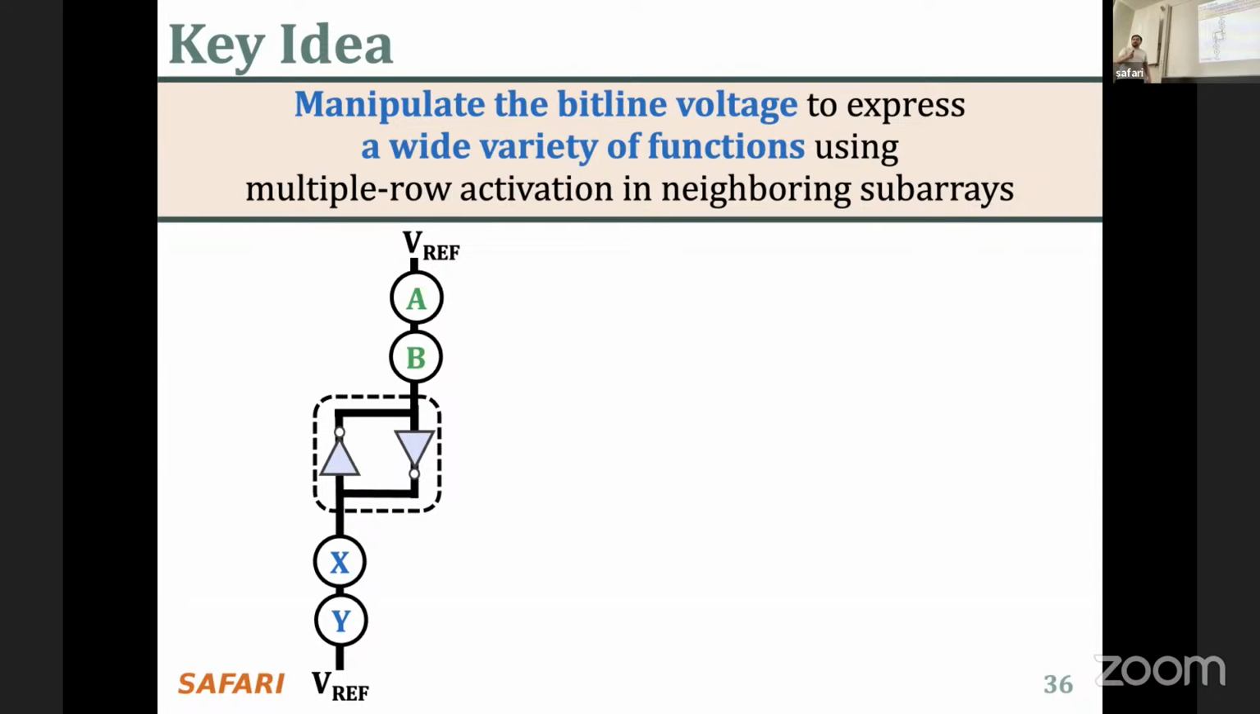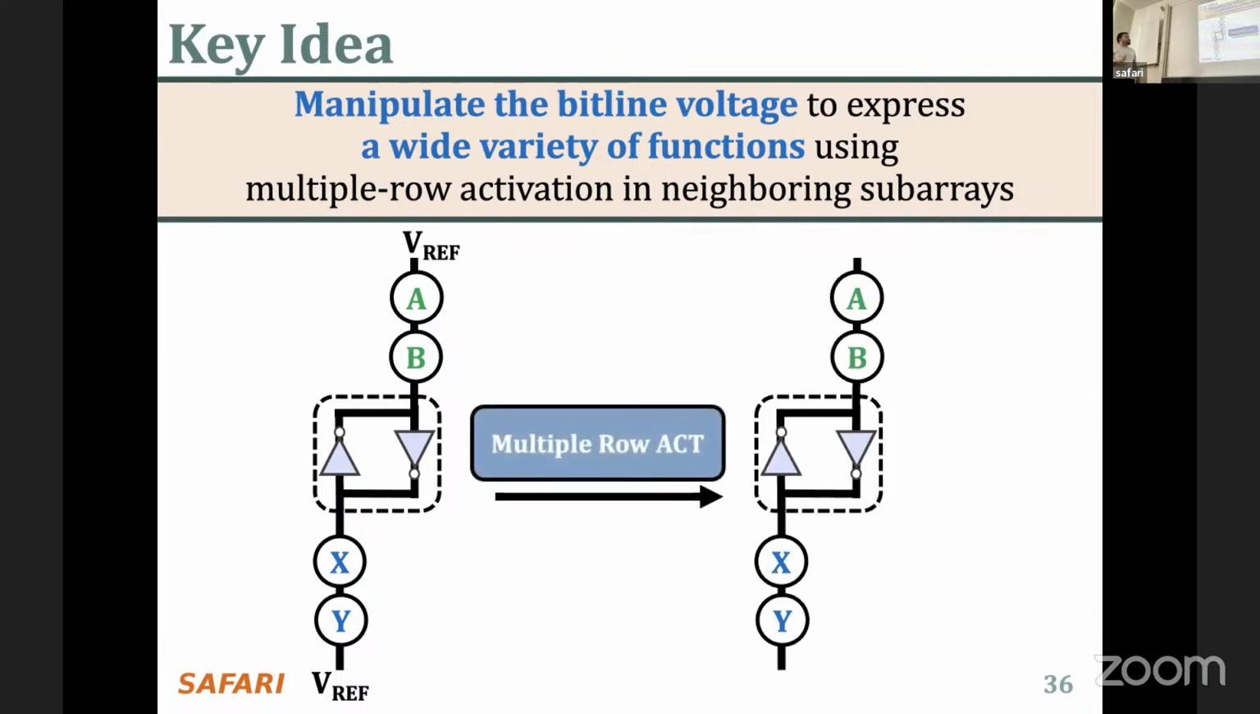Again, we have two neighboring subarrays. Each subarray has two cells. In the upper subarray we have A and B, and in the bottom subarray we have X and Y. And when you perform a pre-charge, it's pre-charged to a predetermined value, which is VDD over 2, which we call VREF. And when we perform a nominal single row activation, one of the bit lines will still be the VREF value.